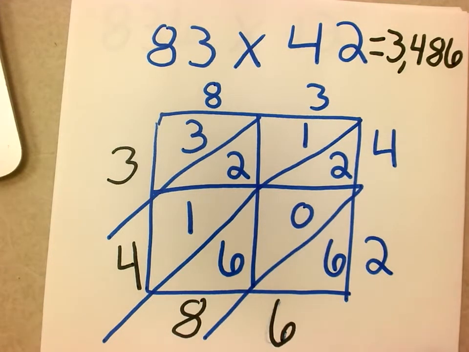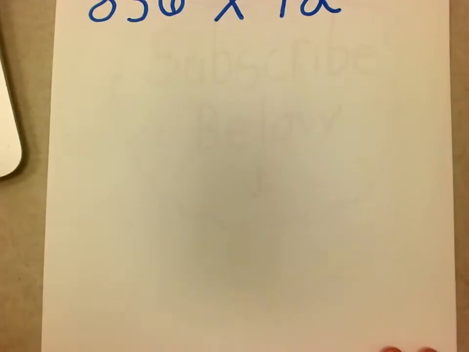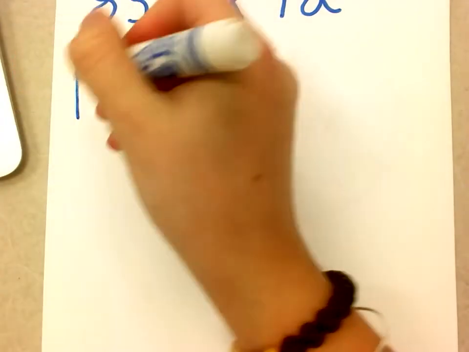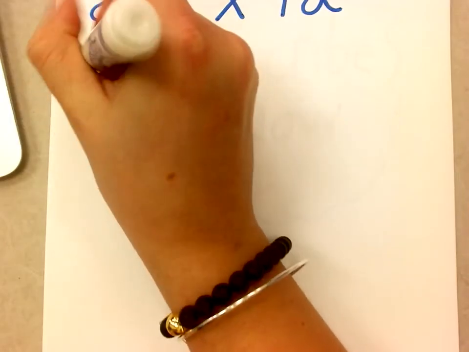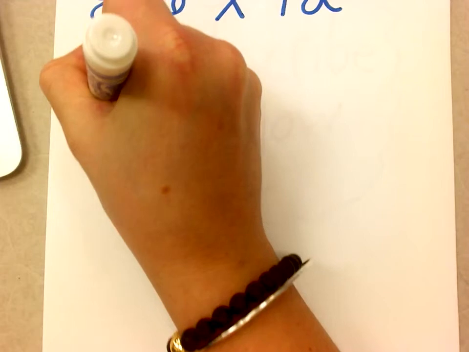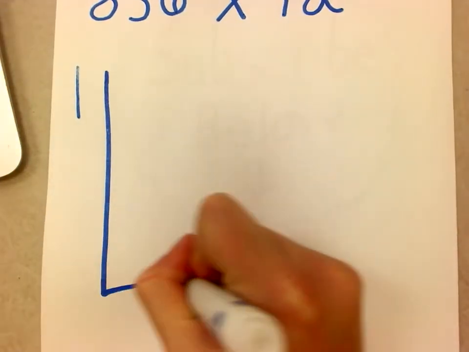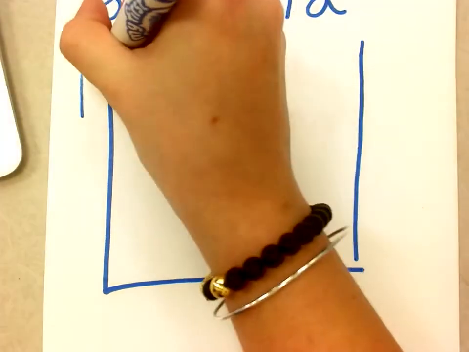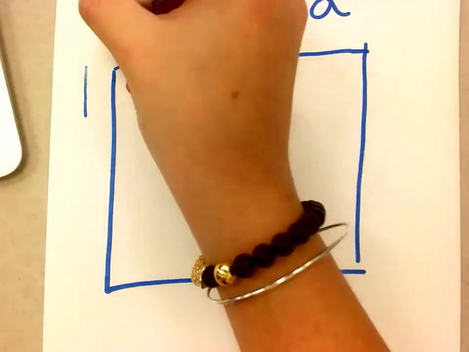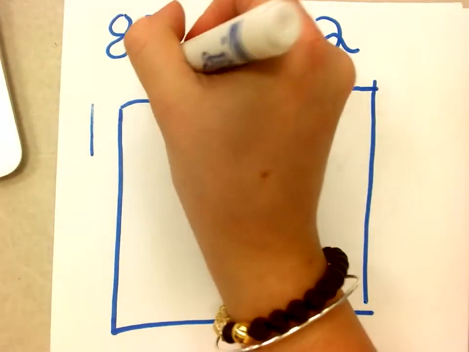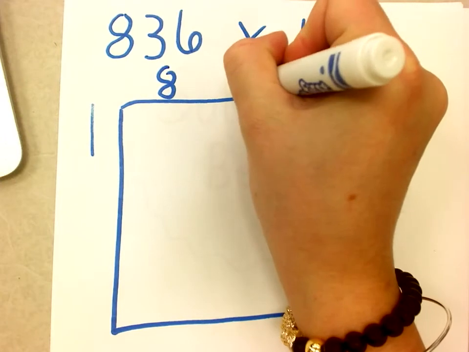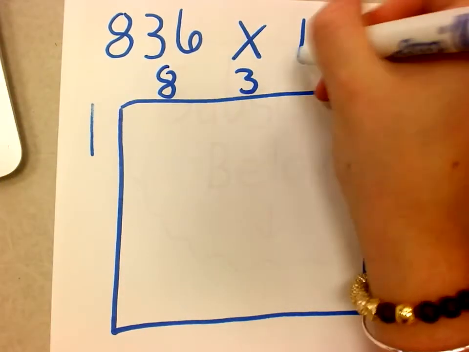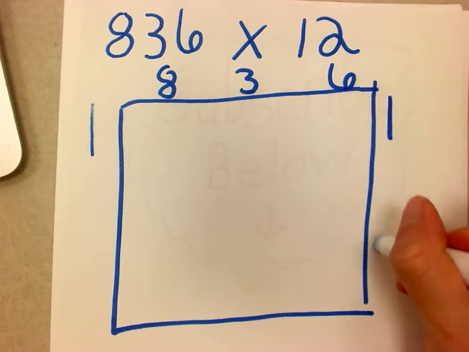Okay, let's do it one more time with a slightly bigger number. As the numbers get bigger, you also want to adjust for that with the size box you draw. So I still need room outside of the box, but I'm going to make myself a slightly bigger box here, just to give myself more room to work. Okay, so here's my box. And again, I'm going to list out each digit with a space in between it. So 836, and then the 12 on the side. 1, 2.